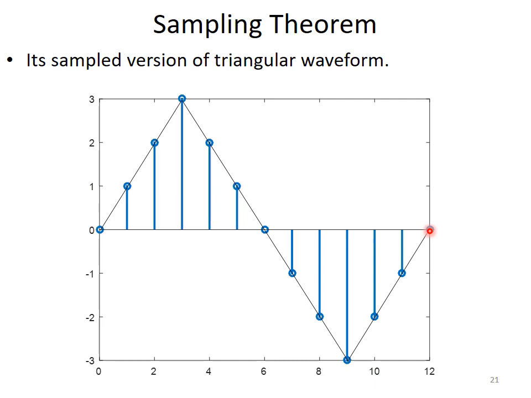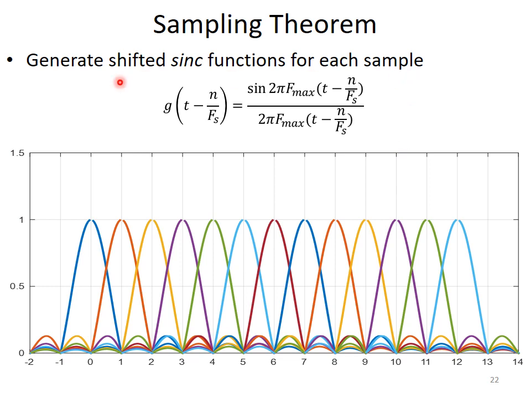It means we have to generate 13 sinc functions. One sinc function at 0, then another sinc function shifted at 1, delayed by 1 unit, another sinc function delayed by 2 units, then 3 units, 4, 5, up to 12. So generate 13 sinc functions. In order to generate the sinc functions for each sample, we can write this mathematical equation, which is g of t equal to sinc of t minus n upon fs, and now we have a sinc function at 0, then 1, then 2, 3, 4, up to 12. Now we have 13 sinc functions.